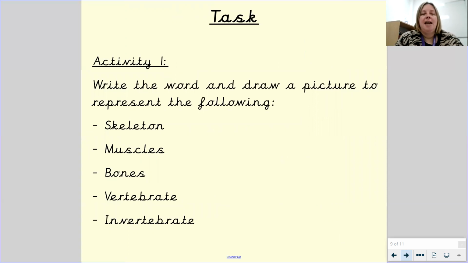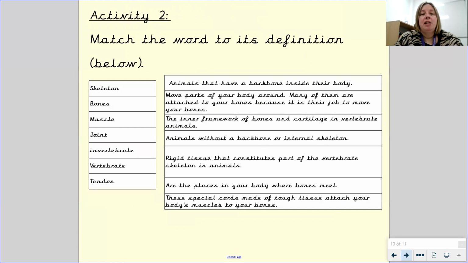Your tasks today. Activity 1. Write the word and draw a picture to represent the following: skeleton, muscles, bones, vertebrate, invertebrate. So you have to write the word and then draw a picture for each of the words. Activity 2, match the word to its definition. So you have to write the word and then write what it means next to it.